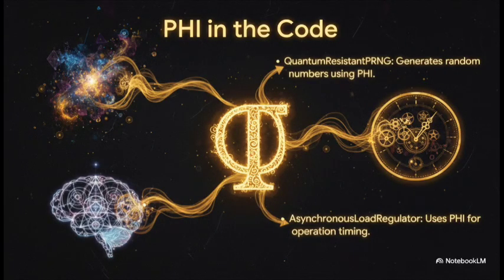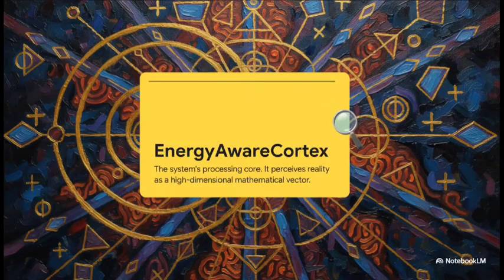In fact, it's so fundamental that it even defines the geometry of the system's internal space, using fixed-point math to map out a 3D grid based on multiples of phi. It is the mathematical bedrock for the entire processing core. This gets us to the system's brain, the cortex. Now, it doesn't see the world in simple terms. Instead, it perceives reality as this high-dimensional mathematical vector. And this vector is constantly being transformed and updated, all based on calculations driven by, you guessed it, the golden ratio.